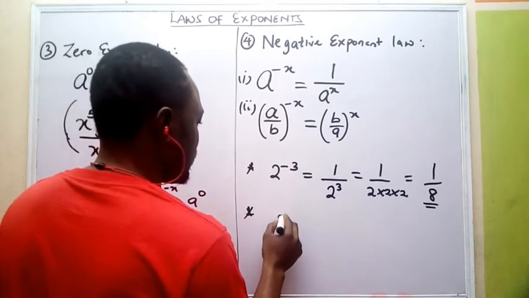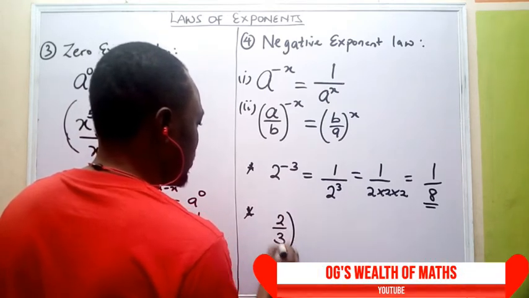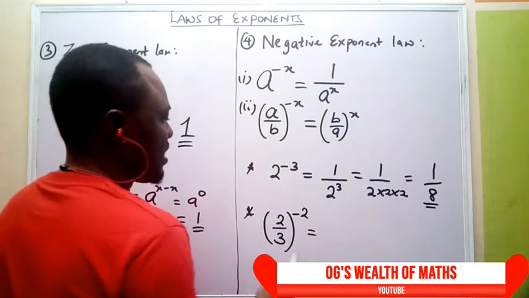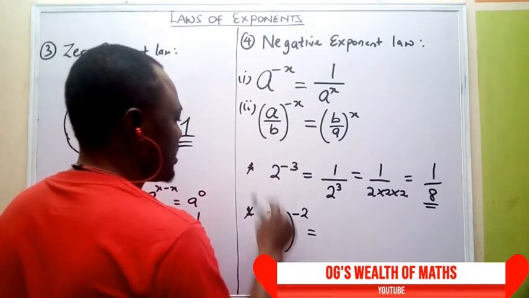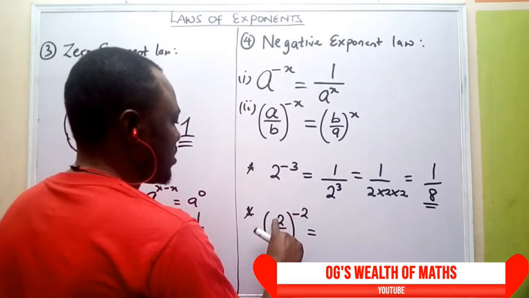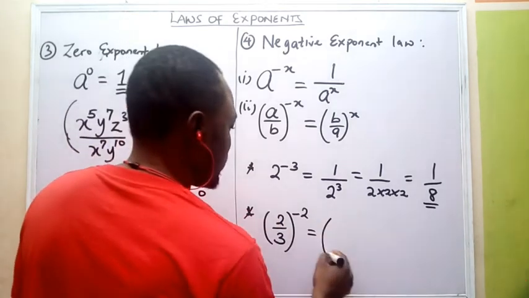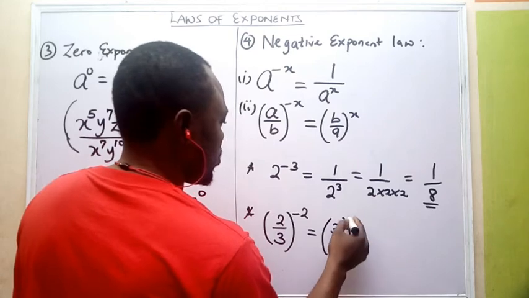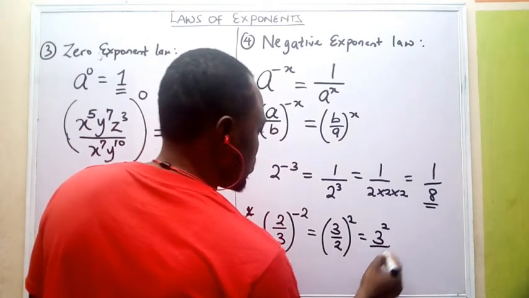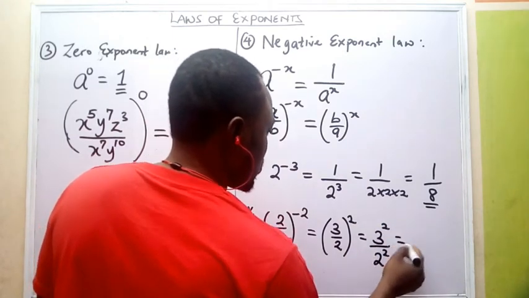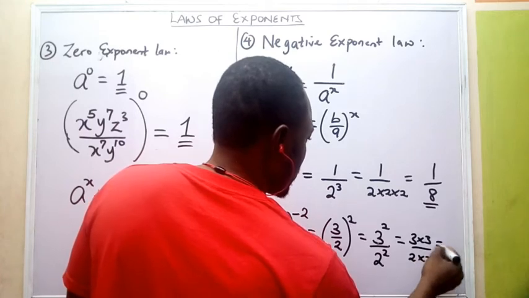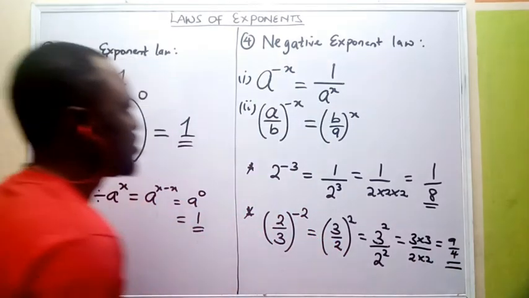Now, let's solve another problem. Let's say I have 2 over 3, negative 2. In this case, I have a negative exponent, but my base is in fractional form. So what happens is that the negative sign disappears, the fractional base becomes the inverse, so my result will be 3 over 2, all to exponential 2. This simply means 3 exponential 2 over 2 exponent 2, the 3 to 2 means 3 times 3 over 2 times 2. So this will give me 9 over 4. So that is my result.